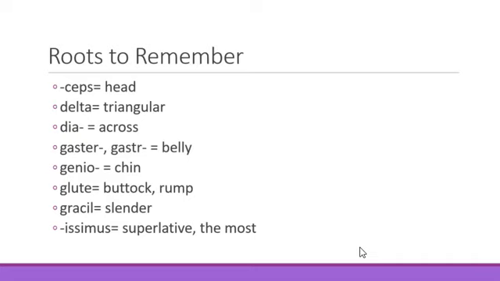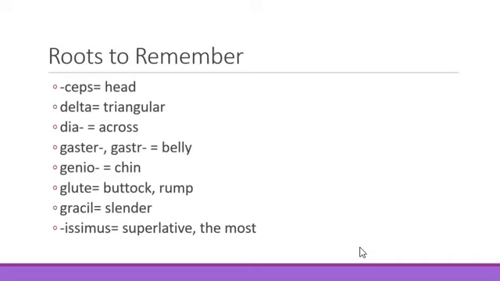Delta. Delta means triangular, so we've seen the deltoid muscle in the shape of a triangle. Dia means across. So for example, the diaphragm is a muscle that goes across the body, that separates the thoracic area from the abdominal area. And then we have gastro. This means belly. We'll see the gastrocnemius muscle in the lower limb. Genial means chin. Glute means buttock or rump. Gracile means slender, so we'll see the gracilis muscle in the lower limb, which is a slender muscle.